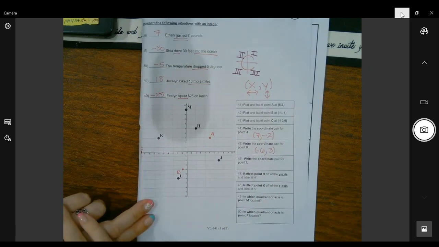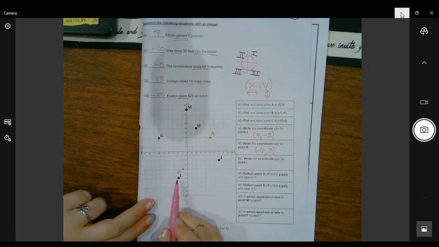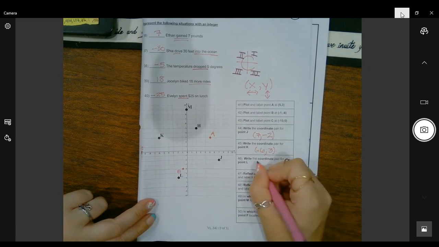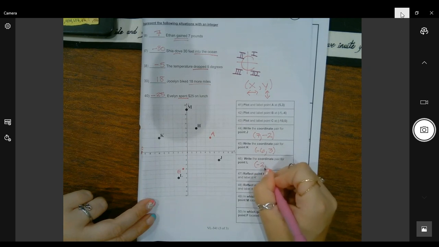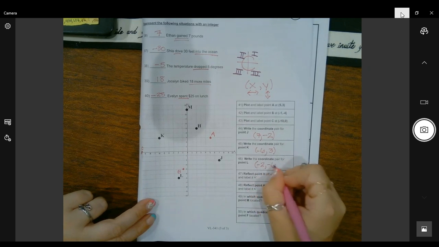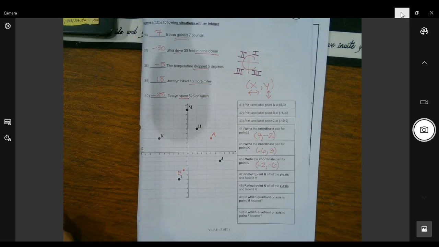Write the coordinate pair for point L. Okay, point L is here. It went left 2 and down 6. So left 2 or -2 and down 6, so -6.